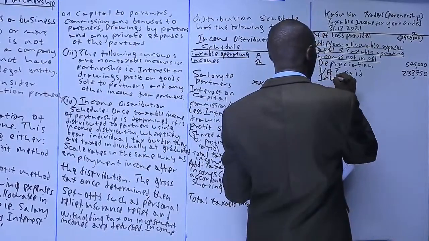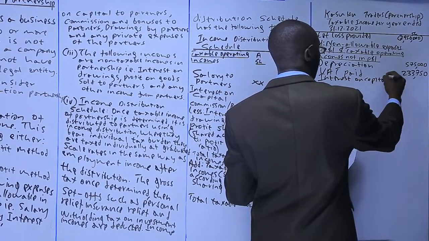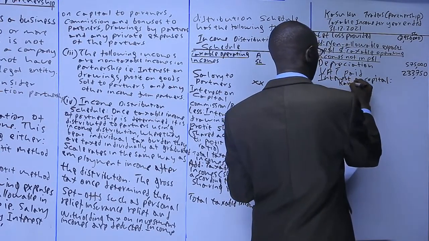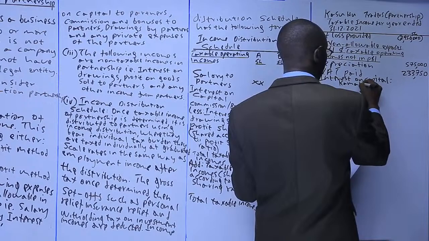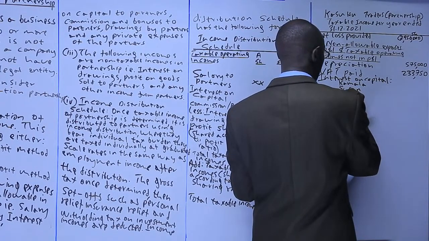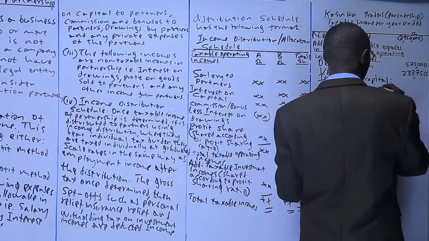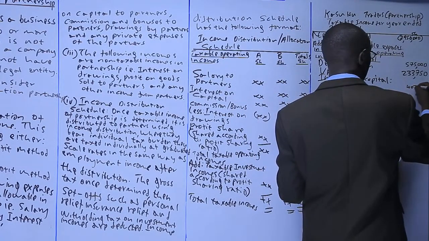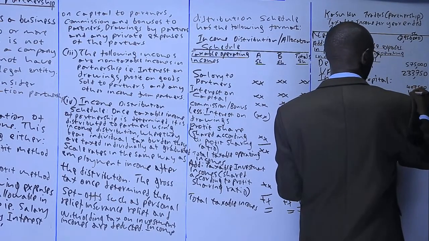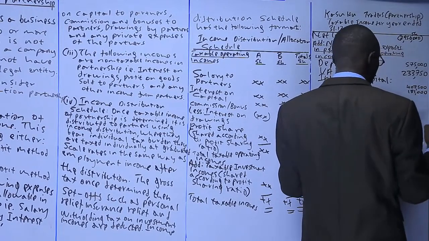So interest on capital, which we have for Kamara, we have Susan, Kubasu. So Kamara for 7,500. The other one is 185,000. The other one is 146,000.